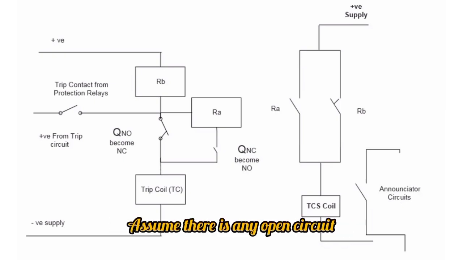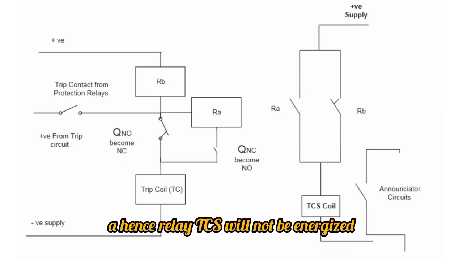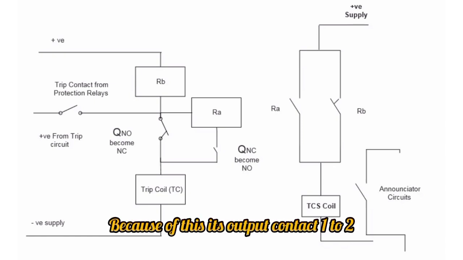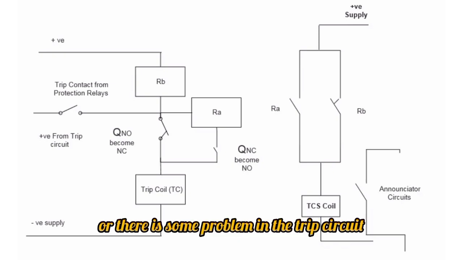Assume there is any open circuit. In such case, as no current could flow through the coil RLA, the relay TCS will not be energized. Because of this, its output contact 1 to 2 will be closed to annunciate the window. This means to the operator that either DC supply has failed or there is some problem in the trip circuit.